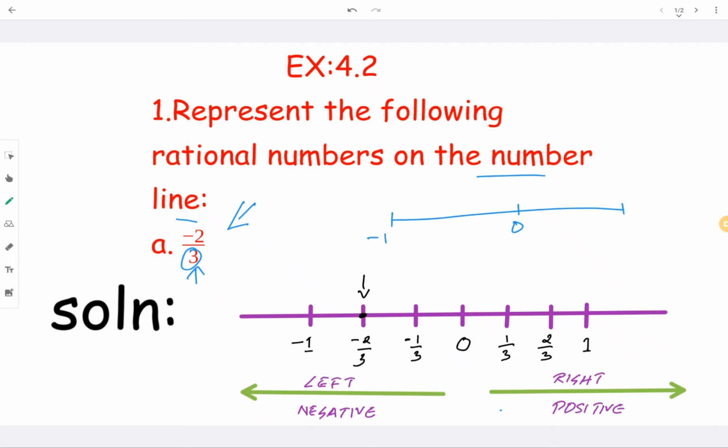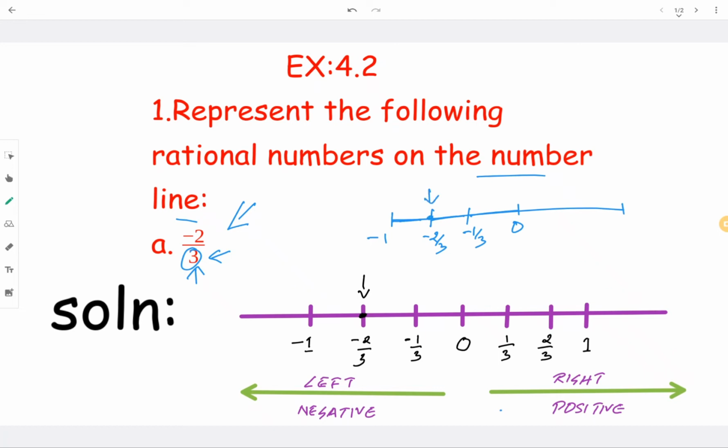Now from 0 to minus 1, divide it into 3 equal parts, because you can see the denominator is 3, right? So 1, 2. And also remember that it has to be equal spaces, alright? So I divide it in 3 equal parts. This is the first part, this is the second part, and this is the third part. So 0, then this should be minus 1 by 3, this will be minus 2 by 3, and this will be minus 1, alright? So where does minus 2 by 3 lie? It lies here, right? So just make the pointer in here.